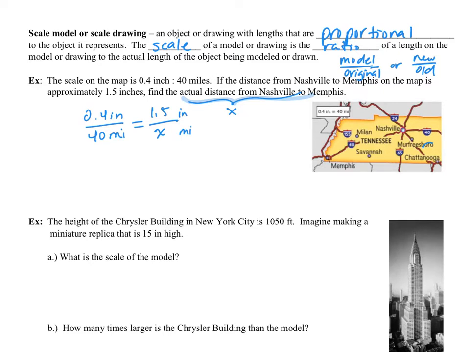So we can cross multiply and divide. I'm going to try and save us some time on this video and just go ahead and tell you the answer. After you cross multiply and divide, it turns out to be 150 miles. So you can ask yourself if that seems reasonable. If 0.4 inches represents 40 miles in reality, then 1.5 inches seems like it could represent 150 miles. That's a reasonable answer.